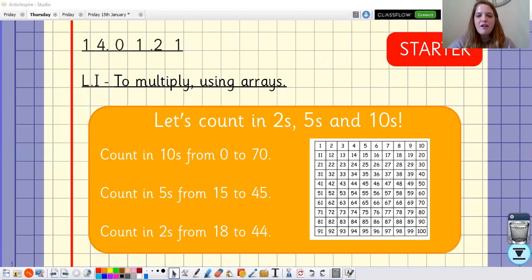Okay, now for our maths learning today, we are going to be continuing with our multiplication learning. So to warm up our brains this morning, we're going to do some counting. We're going to count in 2s, in 5s and in 10s. Now we've had a go at doing this before, so I think you'll be experts at this now. Now I'm going to give you some different numbers to start at and end on.